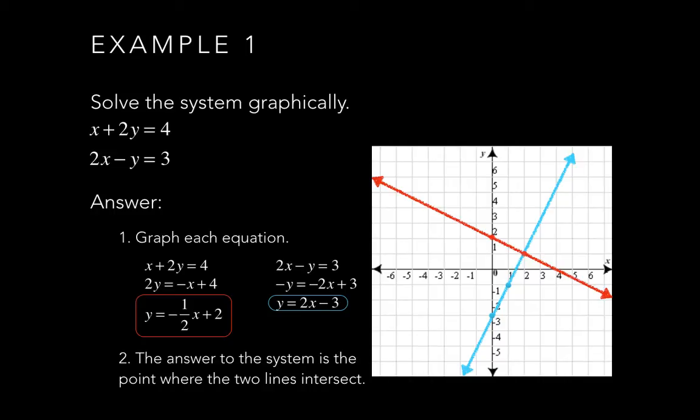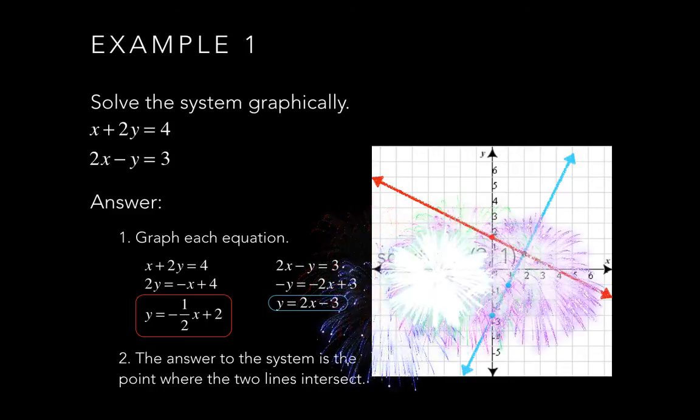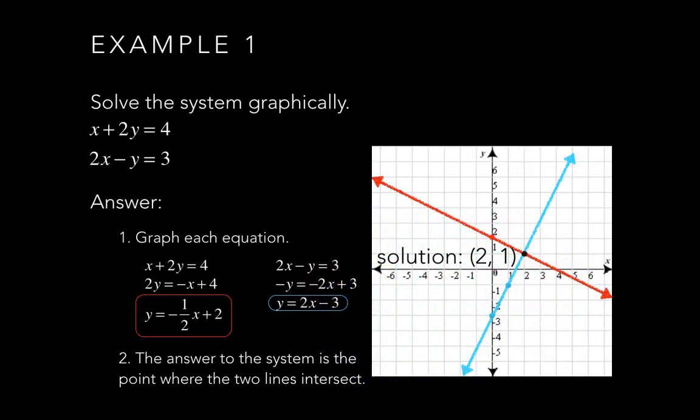Now, the solution to the system, the answer to this system, is the point where the 2 lines intersect, where they both agree. It's the point that makes both of them true, or that is on both of our lines. The point that is on both of our lines is the point 2, 1. And that is the only point that they have in common. That is our solution that we found graphically.